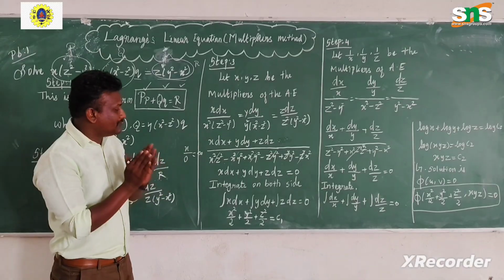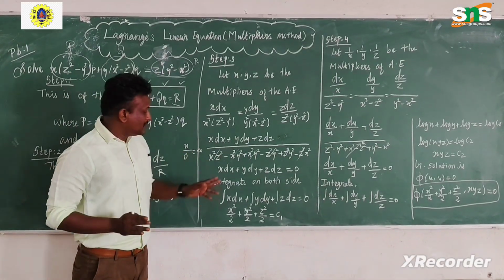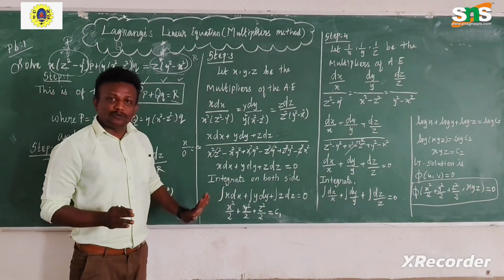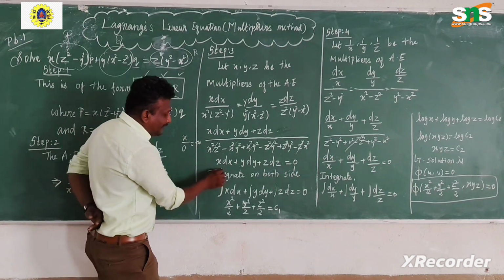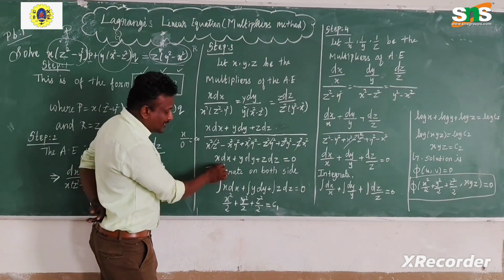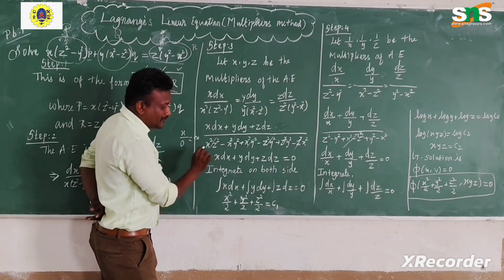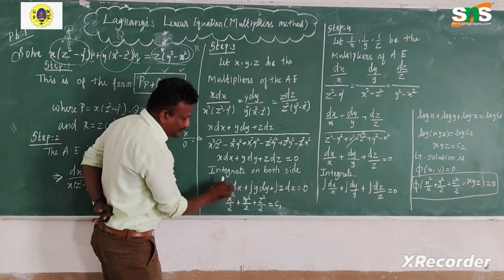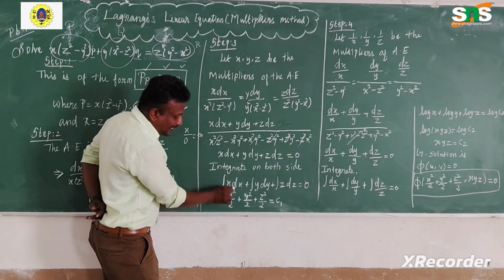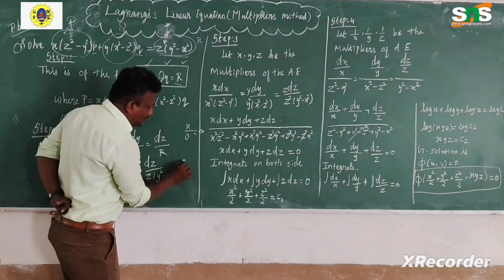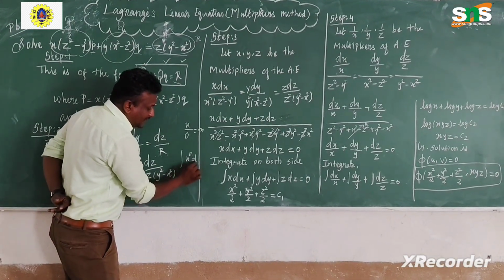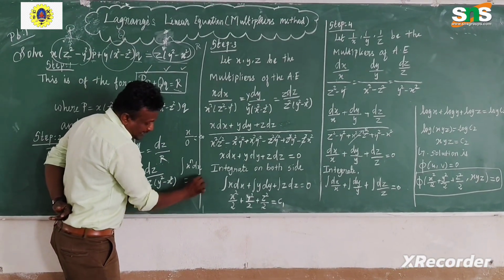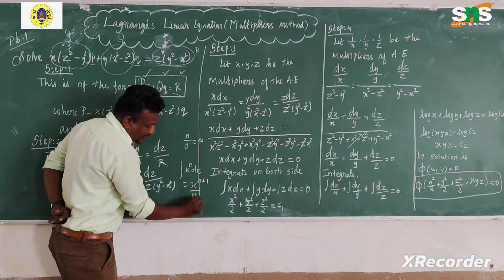Whatever you followed in the grouping method, you have to follow here also. What we followed in the grouping method from this step was integrating. The same step we are going to follow here, so I'm going to integrate on both sides. After integrating, I get this. To integrate this, you can use this formula: x power n into dx is equal to x power n plus 1 divided by n plus 1.